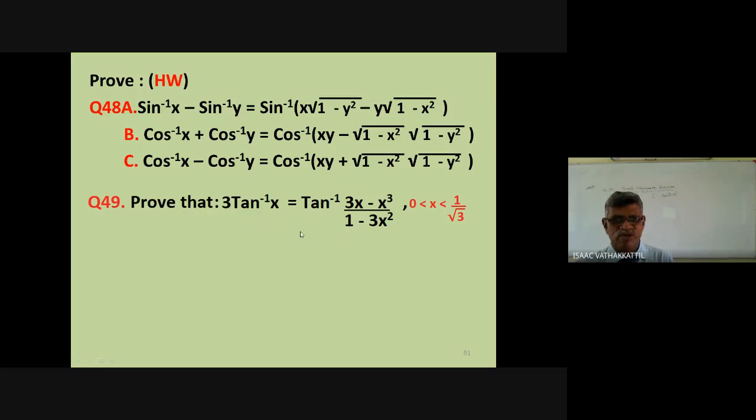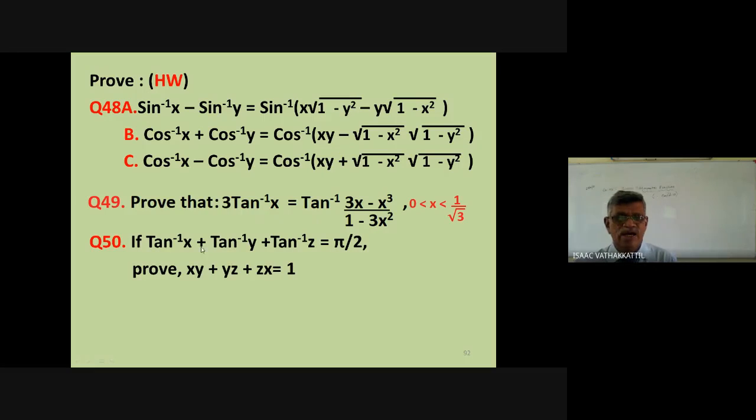Very easy. Okay. If tan inverse x plus tan inverse y plus tan inverse z equal to pi by 2, prove that xy plus yz plus zx is equal to 1. How we get it? We put tan inverse x equal to a, tan inverse y equal to b, tan inverse z equal to c, so that x equal to tan a, y equal to tan b, z equal to tan c. What is given will become a plus b plus c equal to pi by 2. You have to prove tan a tan b plus tan b tan c plus tan c tan a equal to 1.